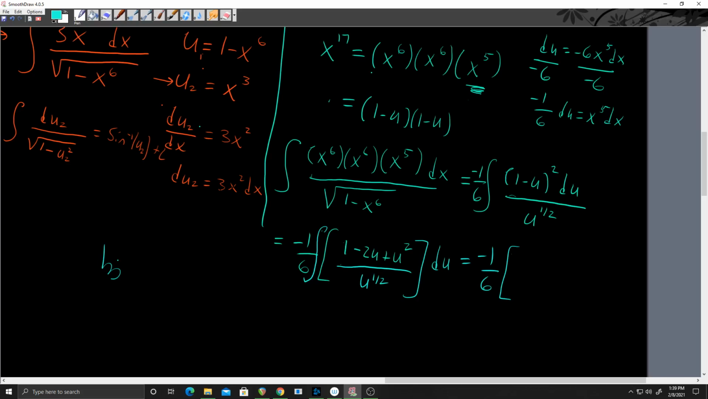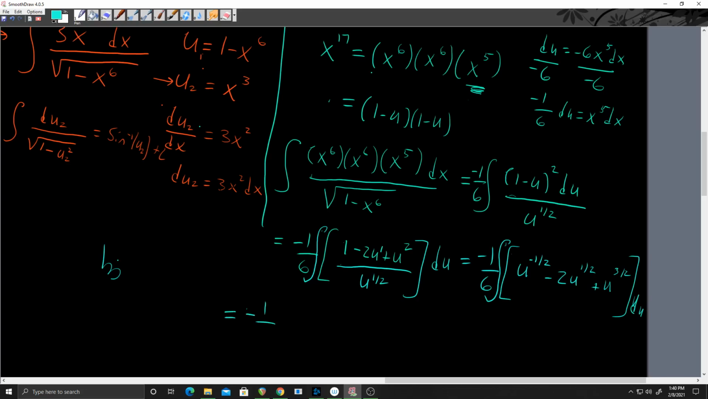Okay, so we're going to have 1 over u to the 1/2. That's going to be u to the negative 1/2. And this is u to the 1 over u to the 1/2. So minus 2u to the 1/2. And then 2 minus 1/2, that's 4 halves minus 1/2. That's going to be 3 halves. And of course, I am still integrating. So du. All right. Maybe I can get down to here without something screwing up.